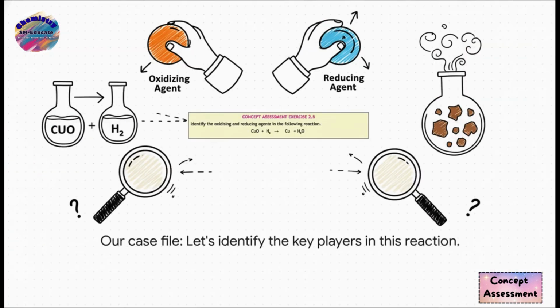So here's our case file, straight out of Concept Assessment 2.5. We've got copper oxide reacting with hydrogen gas, and that gives us pure copper and water. Our job is to figure out who's the oxidizing agent and who's the reducing agent in this whole scene.